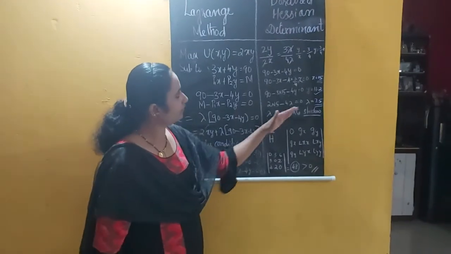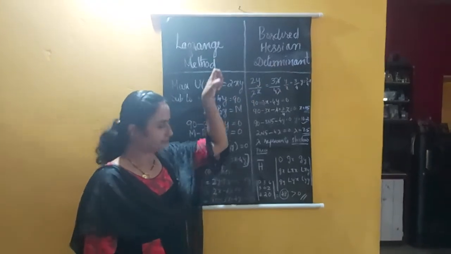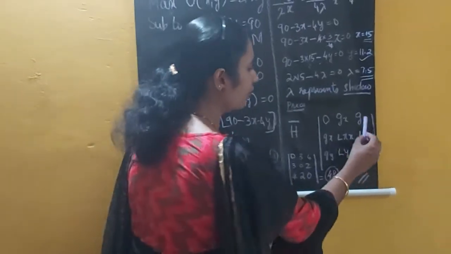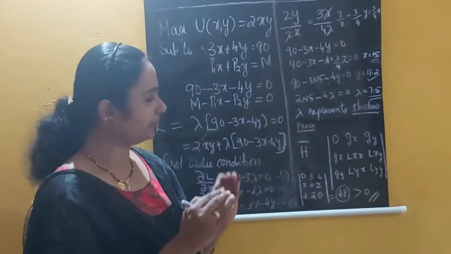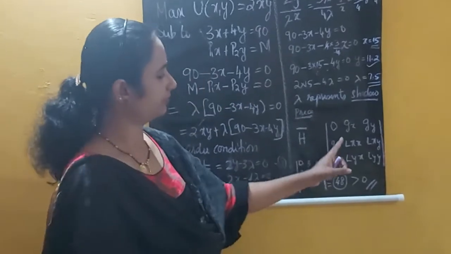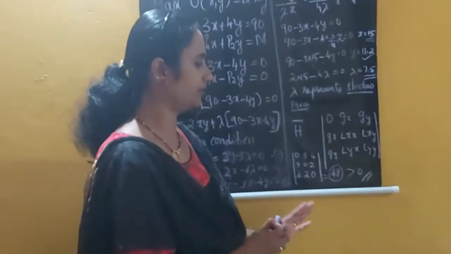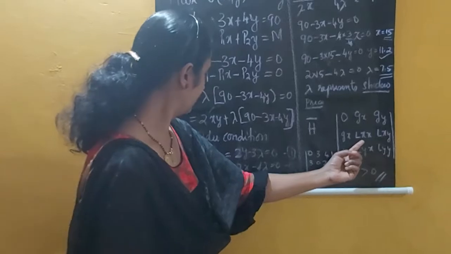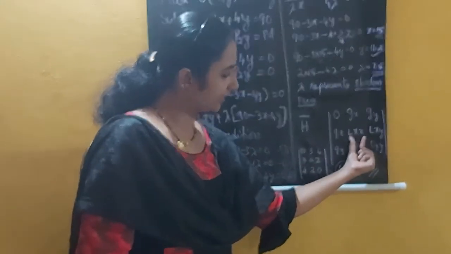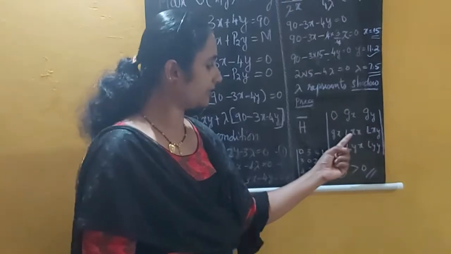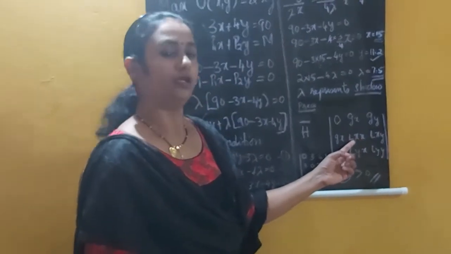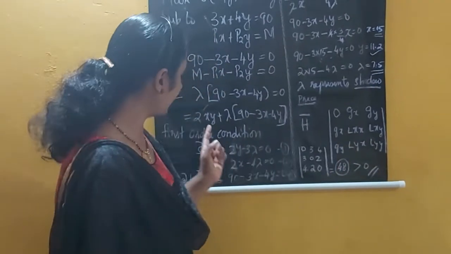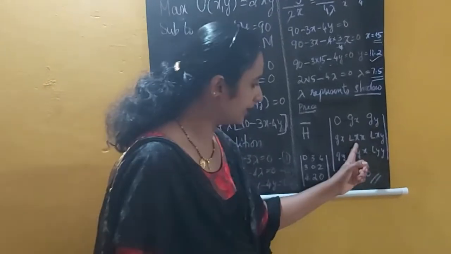Okay. Now we move on to the bordered Hessian determinant. As the name itself indicates, it is bordered. First we have to form a determinant. First we have to write the Lagrange method's second differentiated value, that is Lxx. That is, we are differentiating the Lagrange function a second time with respect to x, that is Lxx.